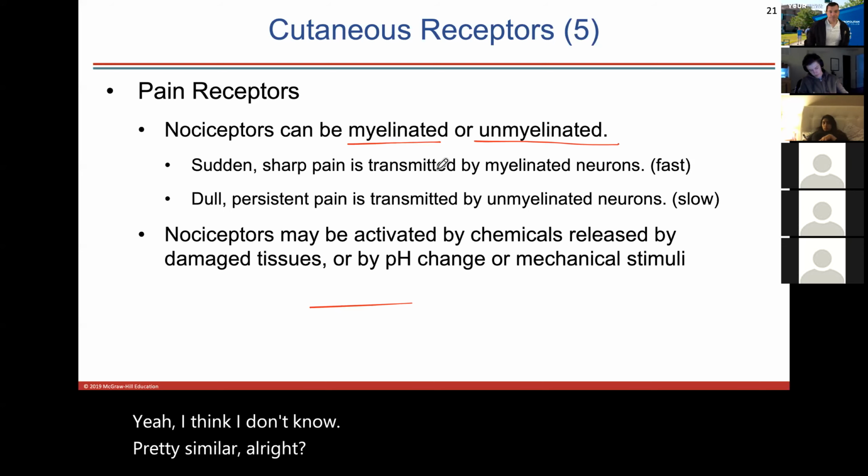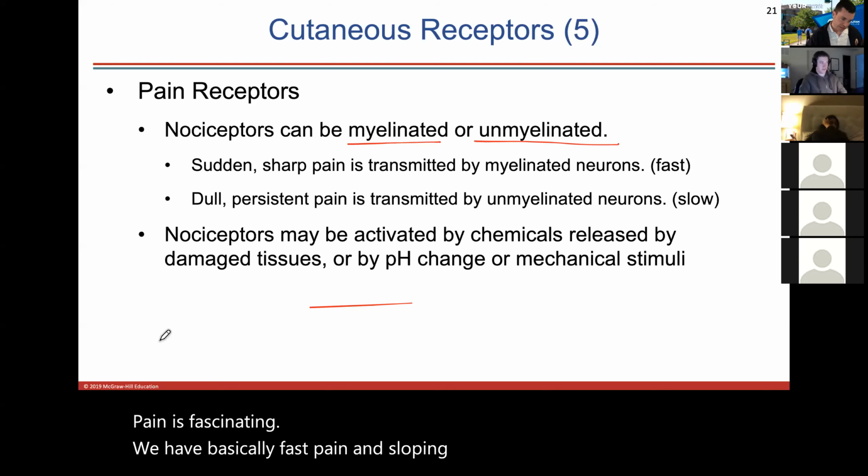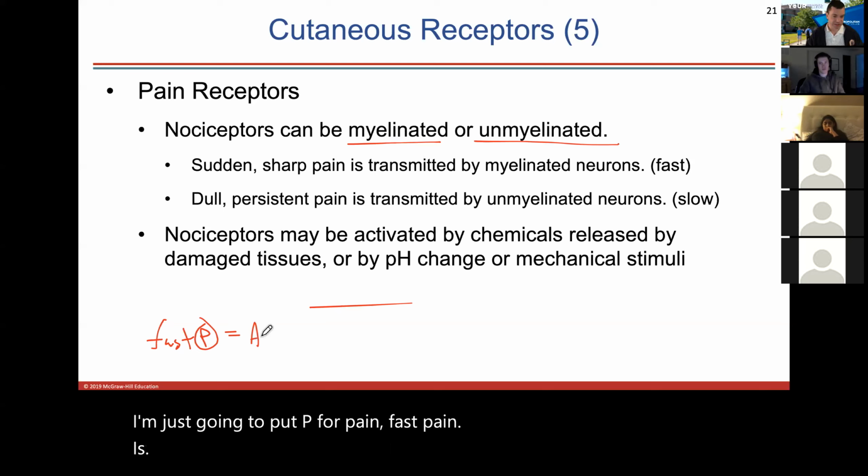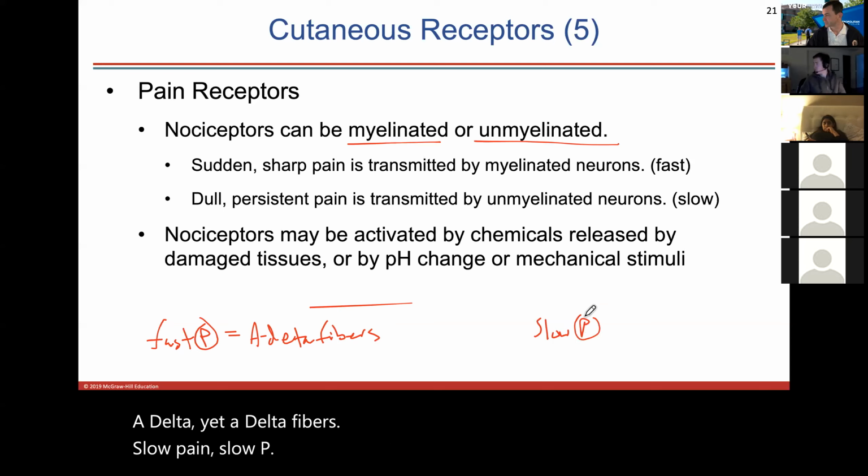All right, here is pain. Pain is fascinating. We have basically fast pain and slow pain. Fast pain is fast. I'm just going to put P for pain. Fast pain is A delta fibers. Slow pain, slow P, C fibers.